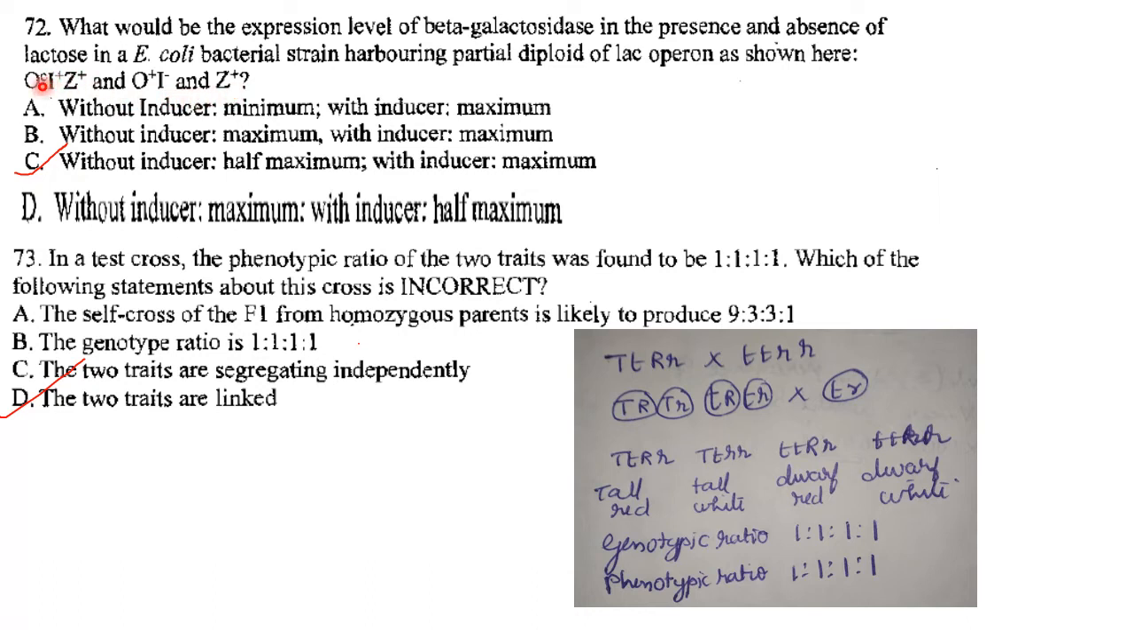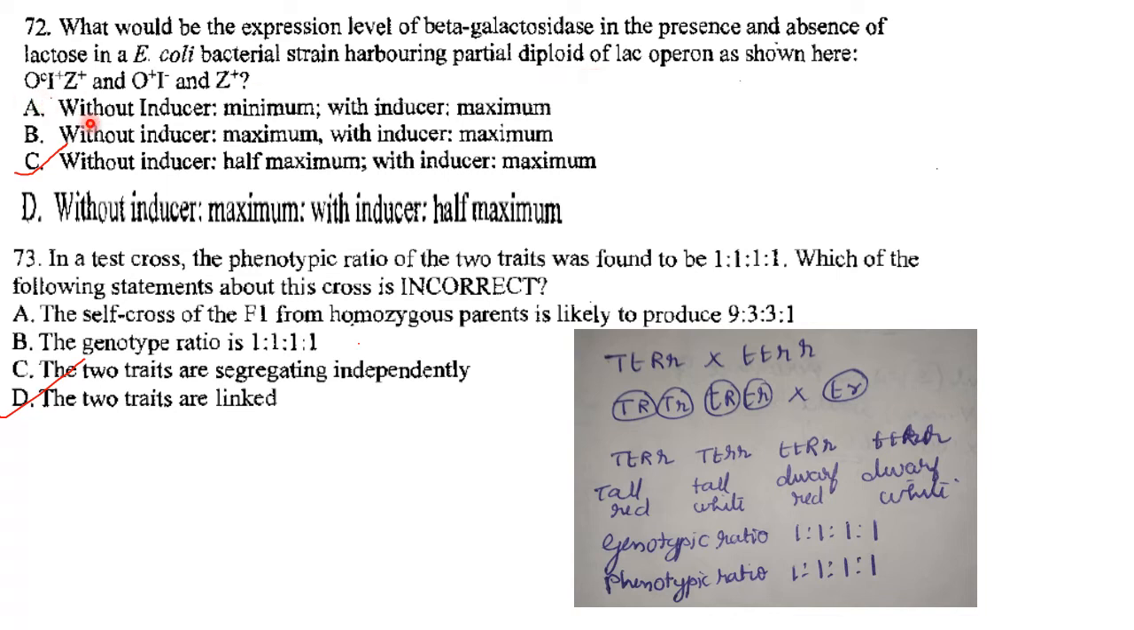So here it is O^C, that is the constitutive operator. The constitutive operator will produce beta-galactosidase irrespective of whether lactose is present or absent. So it will keep on synthesizing beta-galactosidase. Now this is the normal operator and there is no repressor. Since the repressor is absent, it will also keep on producing beta-galactosidase. So what is the question here? What would be the expression level of beta-galactosidase in the presence and absence of lactose in an E. coli bacterial strain harboring a partial diploid of the lac operon?